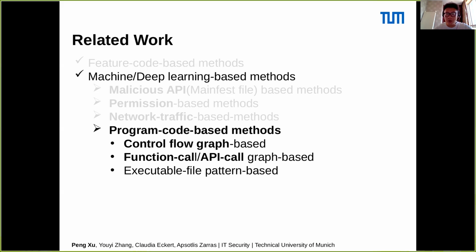Except for the CFG and the API calls, we can also get another type of pattern, such as converting the executable file to an image, and we do the malware detection like image classification.